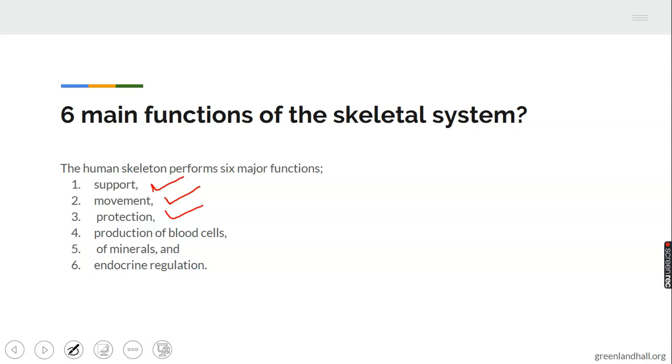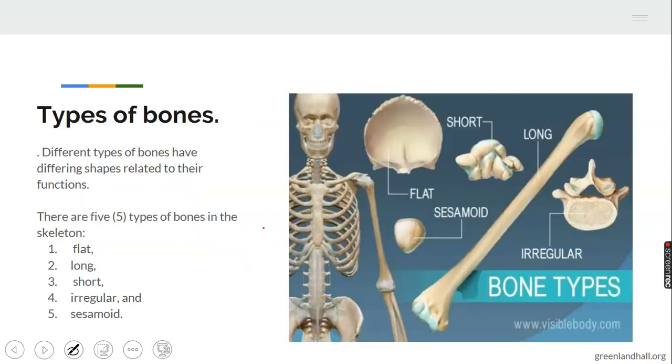Then also the skeleton produces red blood cells because it comprises your bones. Not only that, it also stores minerals, and it helps to regulate the endocrine system. Those are some of the things that the skeleton does for us. You can do more research on this and see what you come across.